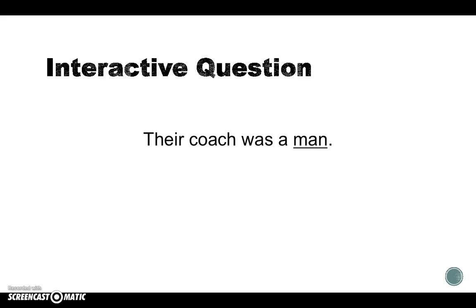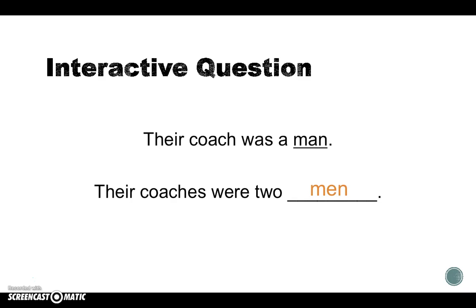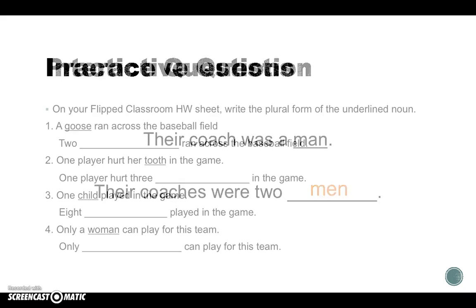Their coach was a man. I'm going to change the sentence. Their coaches were 2. What goes in the blank? How do I make man plural? There is more than 1 man. There are men. Their coaches were 2 men.